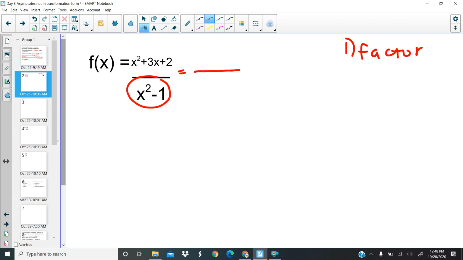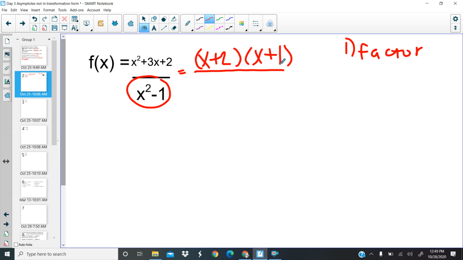But we're going to go ahead and factor x squared plus 3x plus 2 and x squared minus 1. So for the x squared plus 3x plus 2, you're looking for two numbers that multiply to 2 and add to 3. So those two numbers are going to be 2 and 1. So for those two factors, you would have x plus 2 and x plus 1.